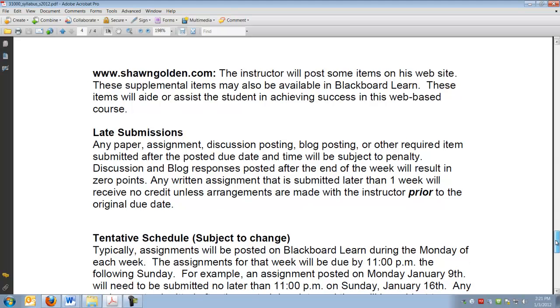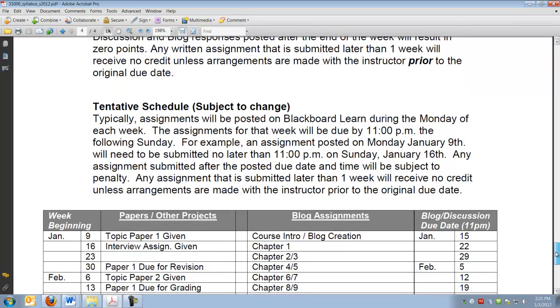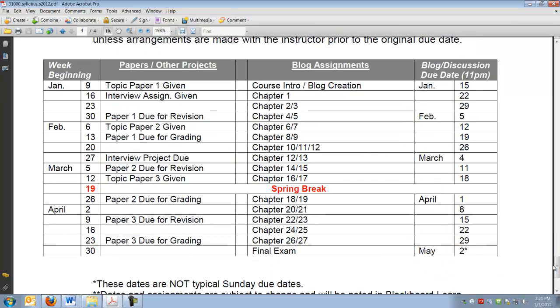Okay, our tentative schedule is listed on this table here, and quite a bit going on, so I'd make sure you keep this handy. Actually, the first week I'm going to give you the topic for paper 1, and we're going to actually practice using discussion boards and have every student create their blog. As you can see throughout the semester, week to week, we have various chapters that we'll be reading in the textbook, and those will be used in our discussions and blogs.